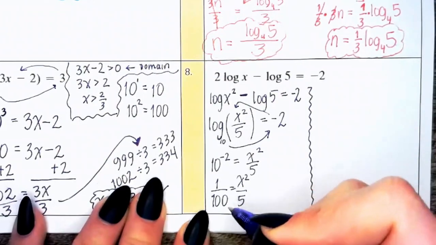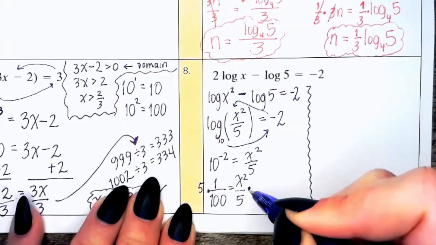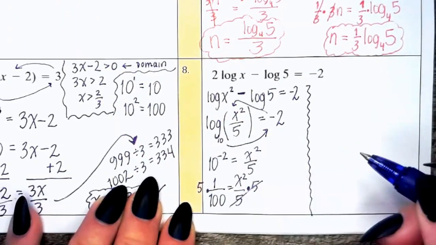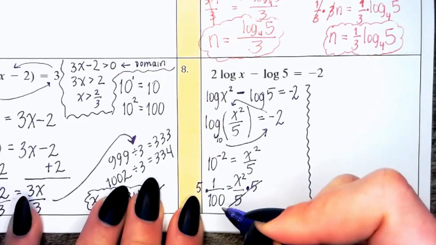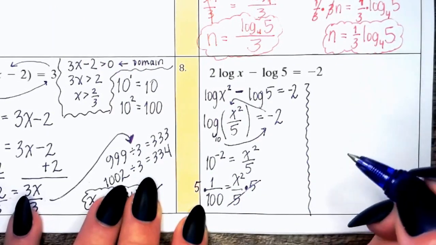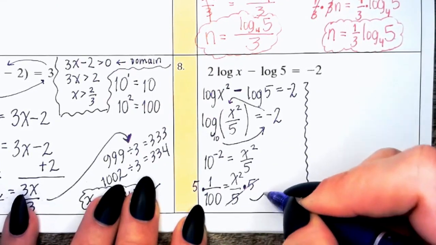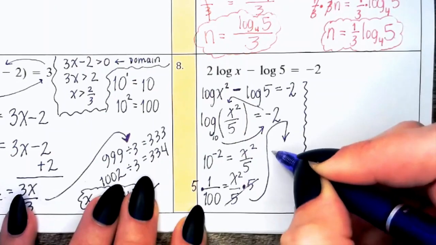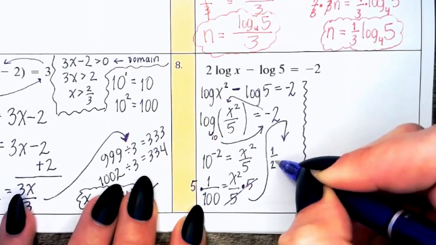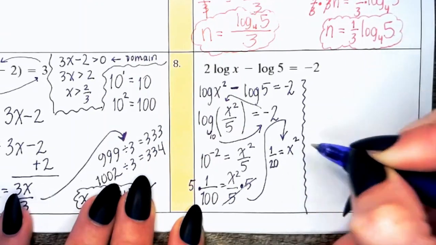Now I'm trying to get x alone. I'm going to multiply both sides by 5. These reduce down to 1. 5 over 100 reduces to how much? 1 over 20. So 1 over 20 equals x squared.